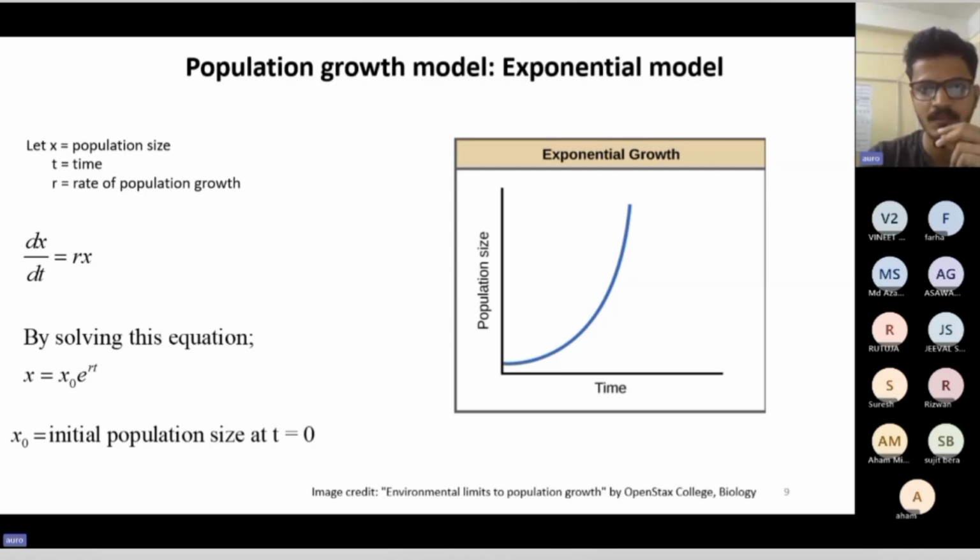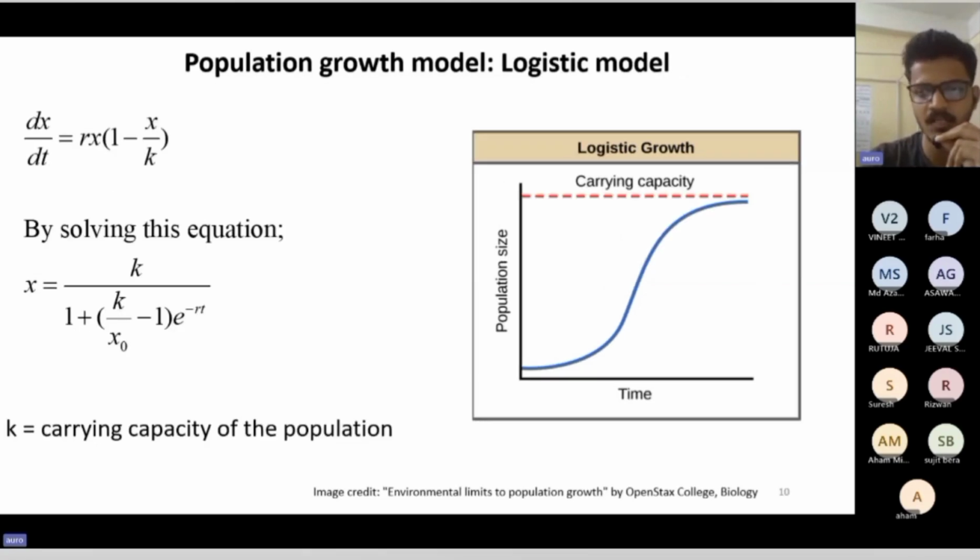So what happens then? We modify this. Once we see that, okay, we are doing some experiment and observing that at a certain point it is stopping, then we try to modify our initial model to make it a better model. So how do we do that? There basically comes the logistic model.